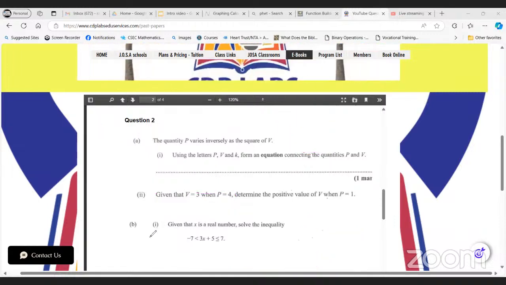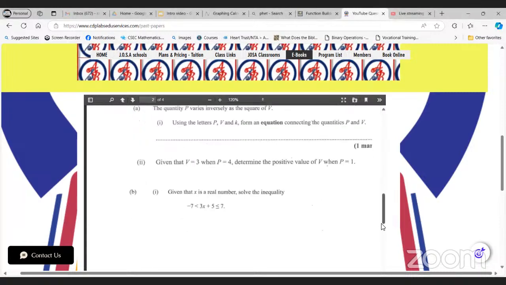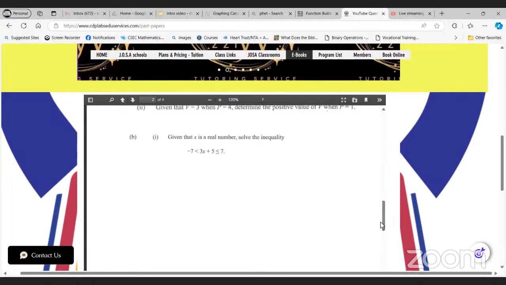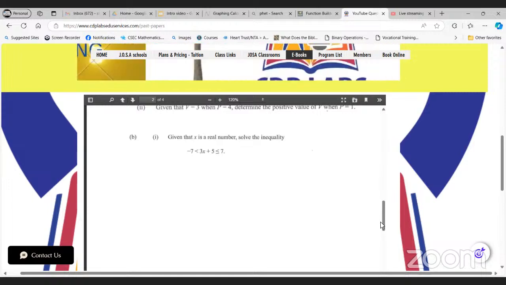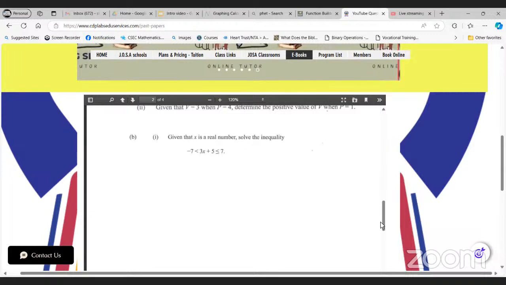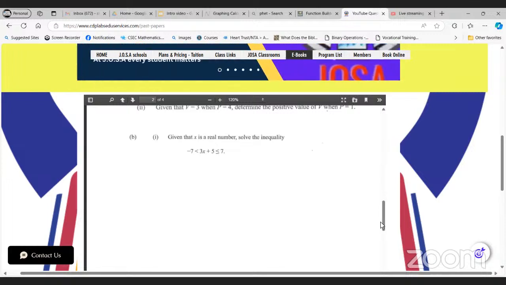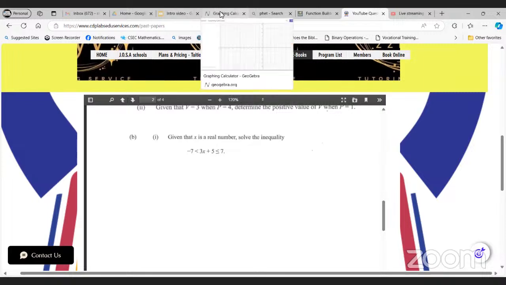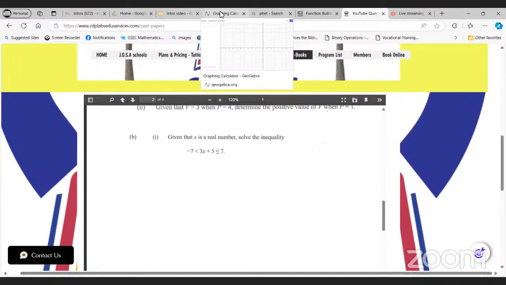All right. So now we're going to go to part B of the question. Not so difficult, is it? Now, it says, given that x is a real number, solve the inequality. Now, I'm going to use GeoGebra for a moment for you to get an idea as to what this means. Let's go to GeoGebra, and I'm going to plug that exact expression in the graph and see what happens.